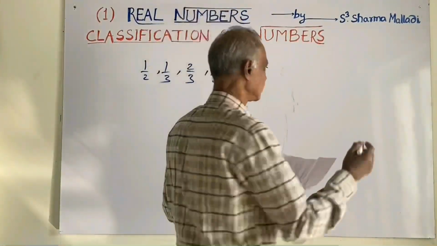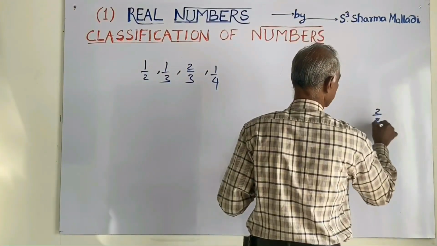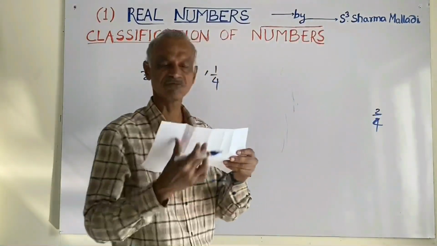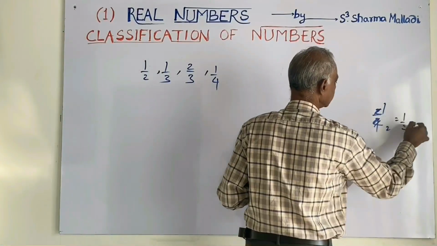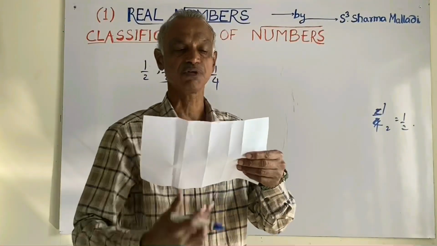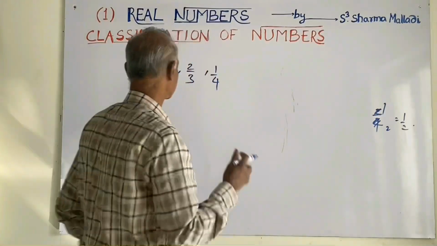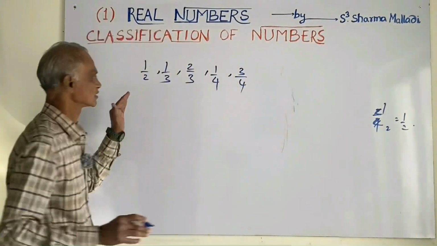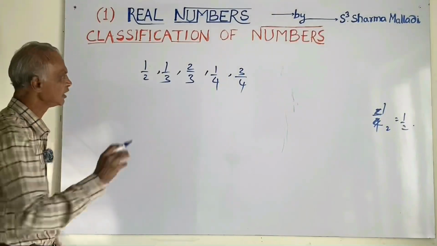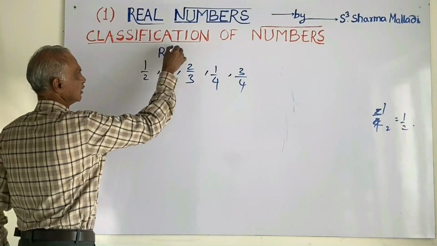2 by 4 is nothing but 1 by 4 plus 1 by 4. 2 by 4 is nothing but 1 by 2. 1 by 4 plus 1 by 4 plus 1 by 4 is 3 by 4. These are rational numbers.